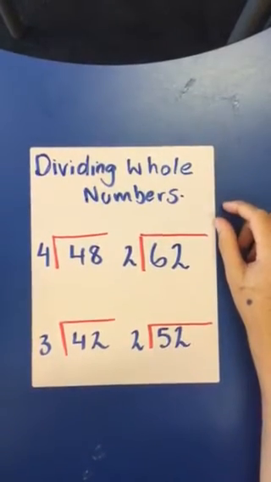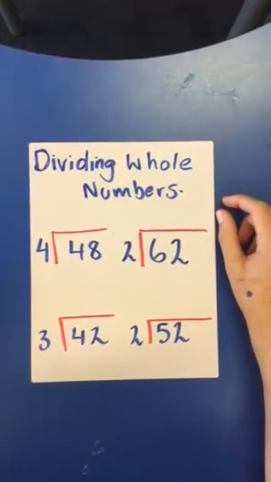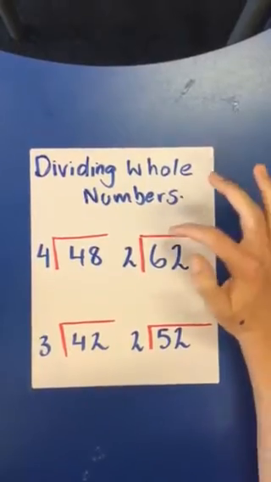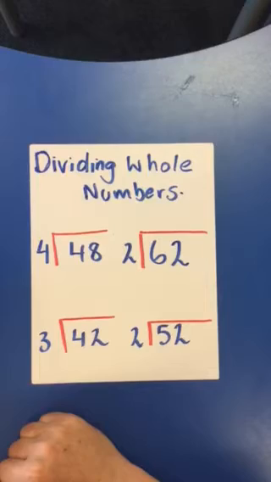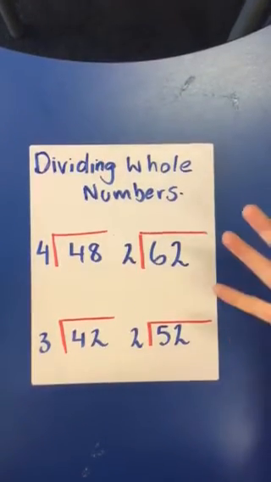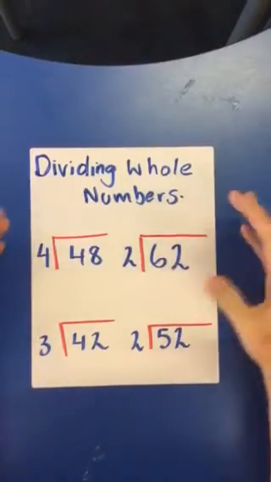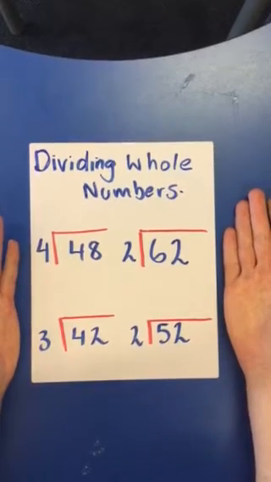Welcome to dividing whole numbers. We divide things mentally, and sometimes we use an algorithm when it gets a little tougher. So these ones are not mental maths, these are algorithms. So this is what your division algorithm will look like. It will look like this for the next 3 or 4 years.